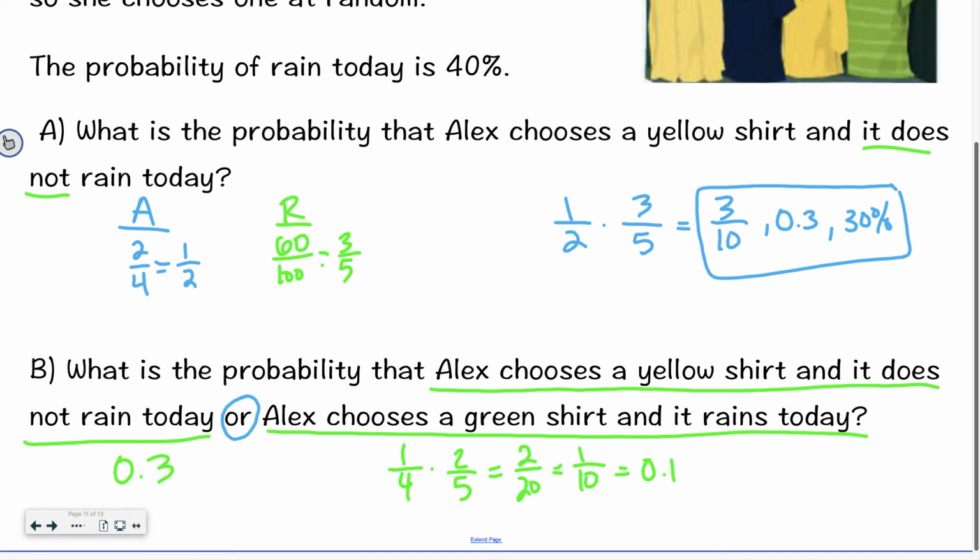Now going back to this or, when you have mutually exclusive things, back in example 1, we added our probabilities together. So the probability that Alex chooses a yellow shirt and it does not rain today, or Alex chooses a green shirt and it rains today, would actually be 0.4, or 40%, or you could say 2/5. All of those are acceptable answers.